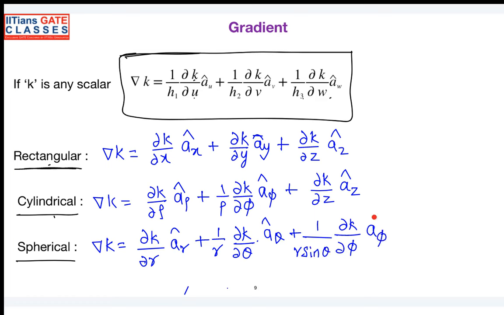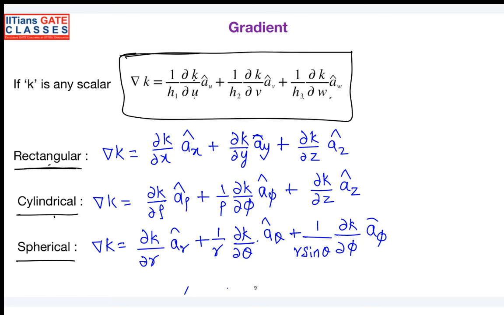So finally, the summary: gradient is nothing but the rate of change of any physical quantity. When you apply a gradient, it should be applied on a scalar and the result will be a vector. And the direction of the gradient represents the direction where there is a maximum rate of change.